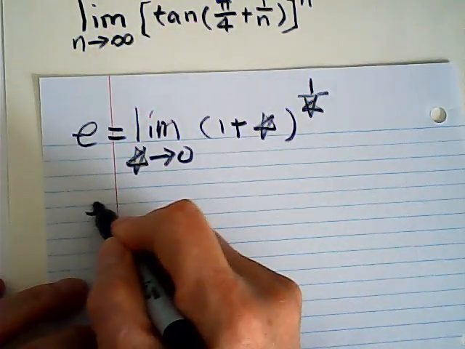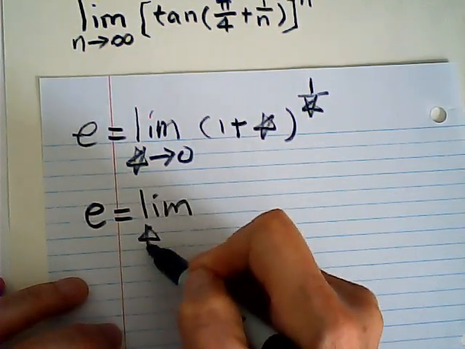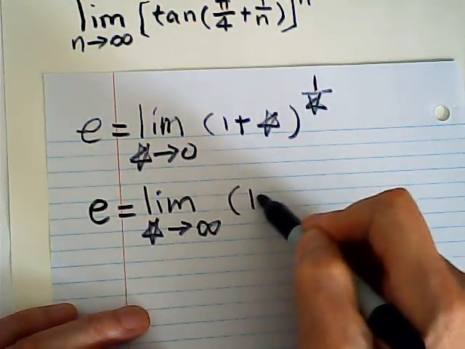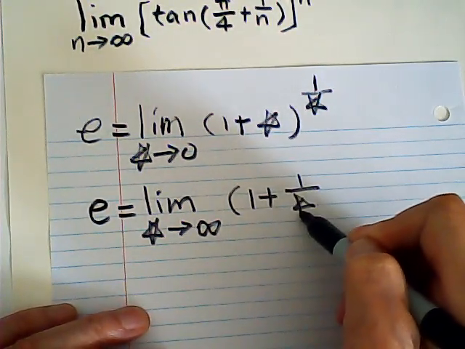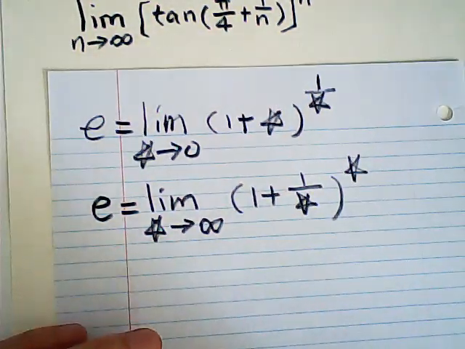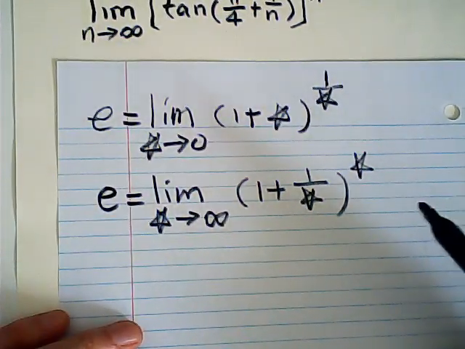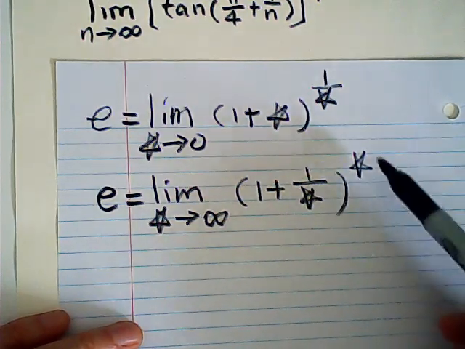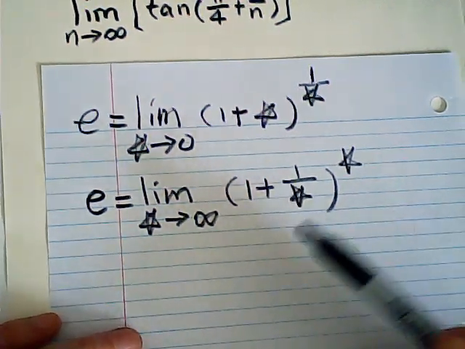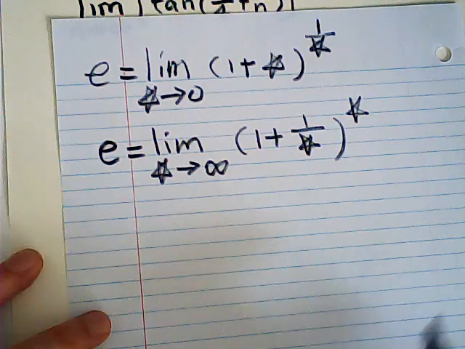Or we can express e as the other one: the limit as star goes to infinity of 1 plus 1 over star, to the power of star. Well, actually they're the same thing, right? This approaches 0, this approaches infinity, and star could be a single variable, or it could be a function. Now that is one thing.